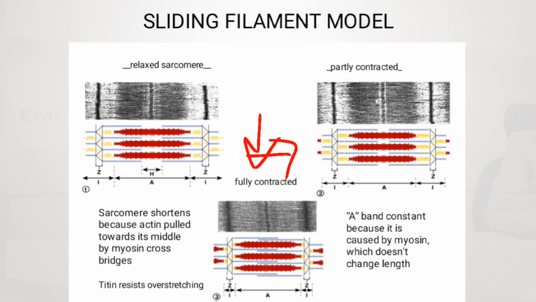Then for the partially contracted one, the A band, because it is caused by myosin, does not change length. Even in the partly contracted state, the A band does not change length because it is caused by myosin, of course, which does not change length.